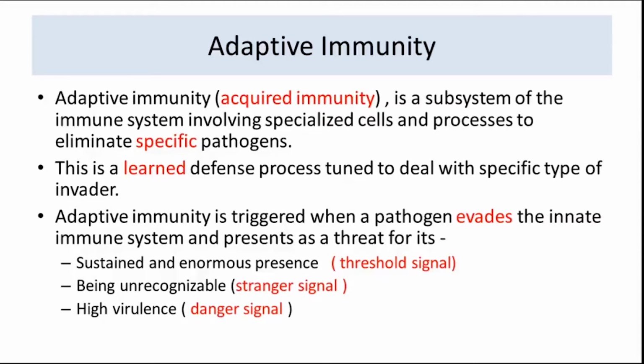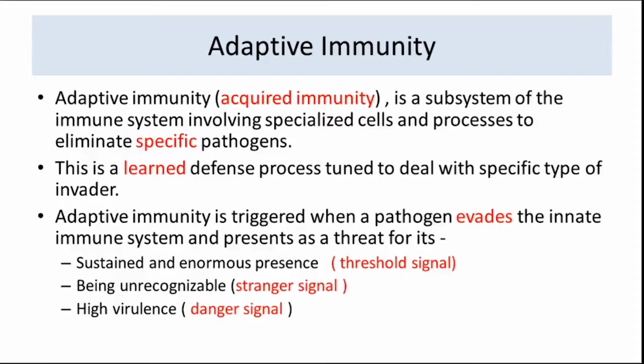Now let us look at what adaptive immunity is. Because it is not available already when you are born, it is acquired, it is developed, so it is also called acquired immunity. It is a subsystem of the immune system involving specialized cells and processes to eliminate specific pathogens. This is a learned defense process tuned to deal with a specific type of invader.